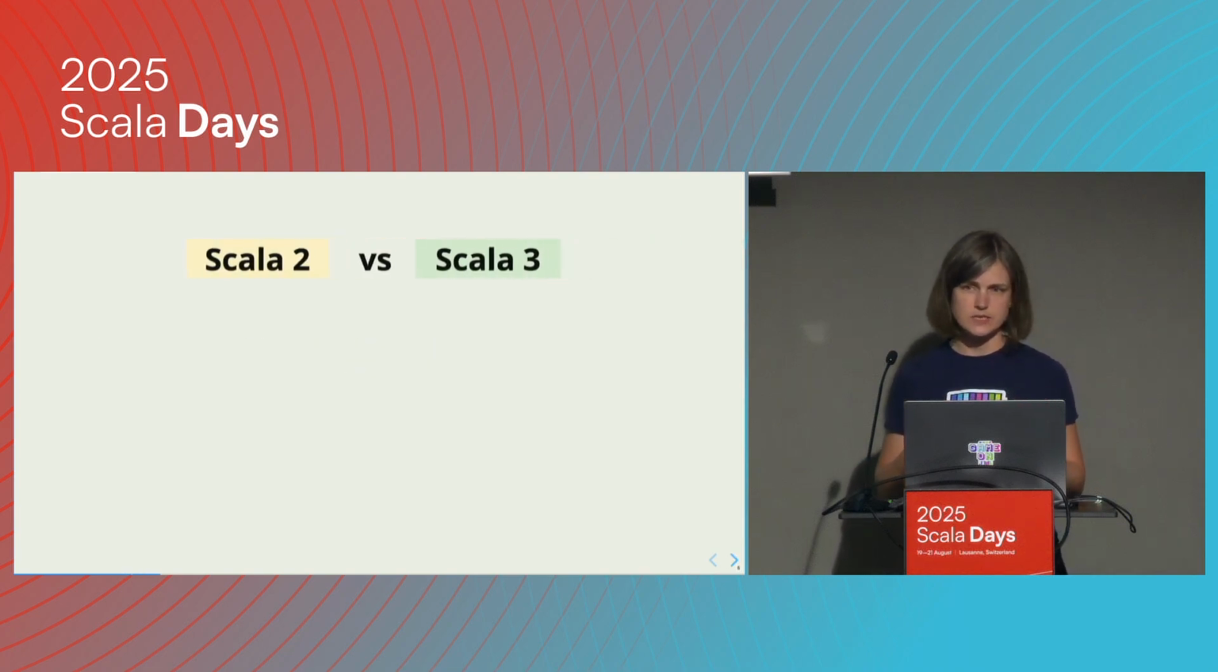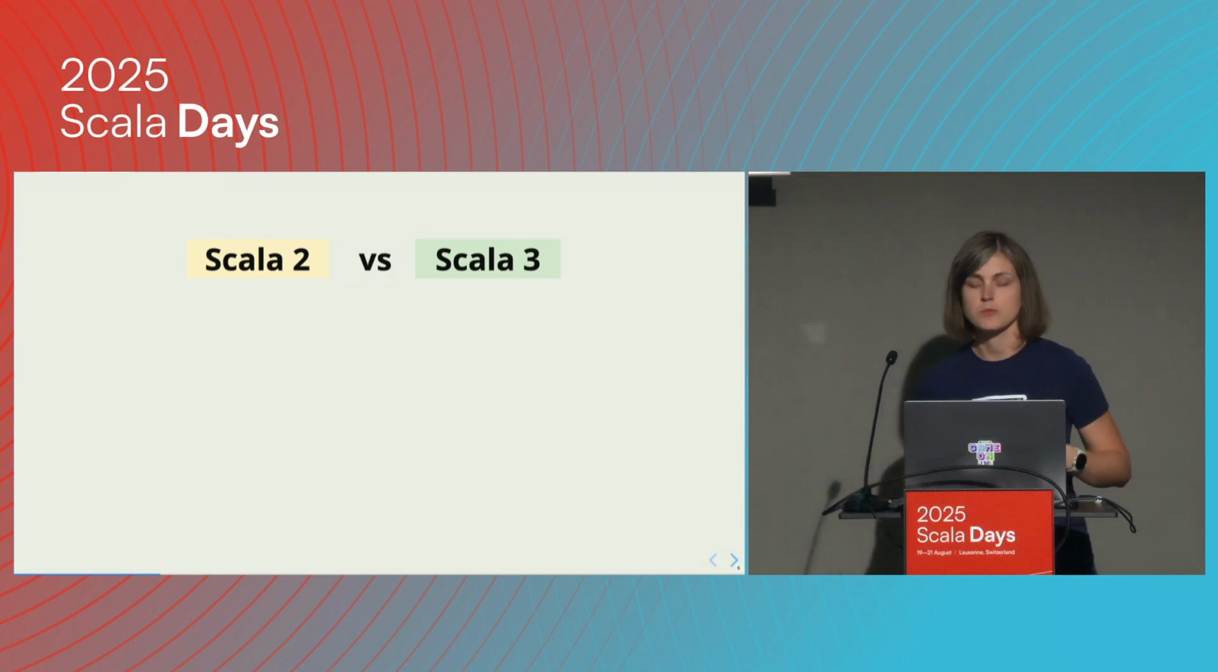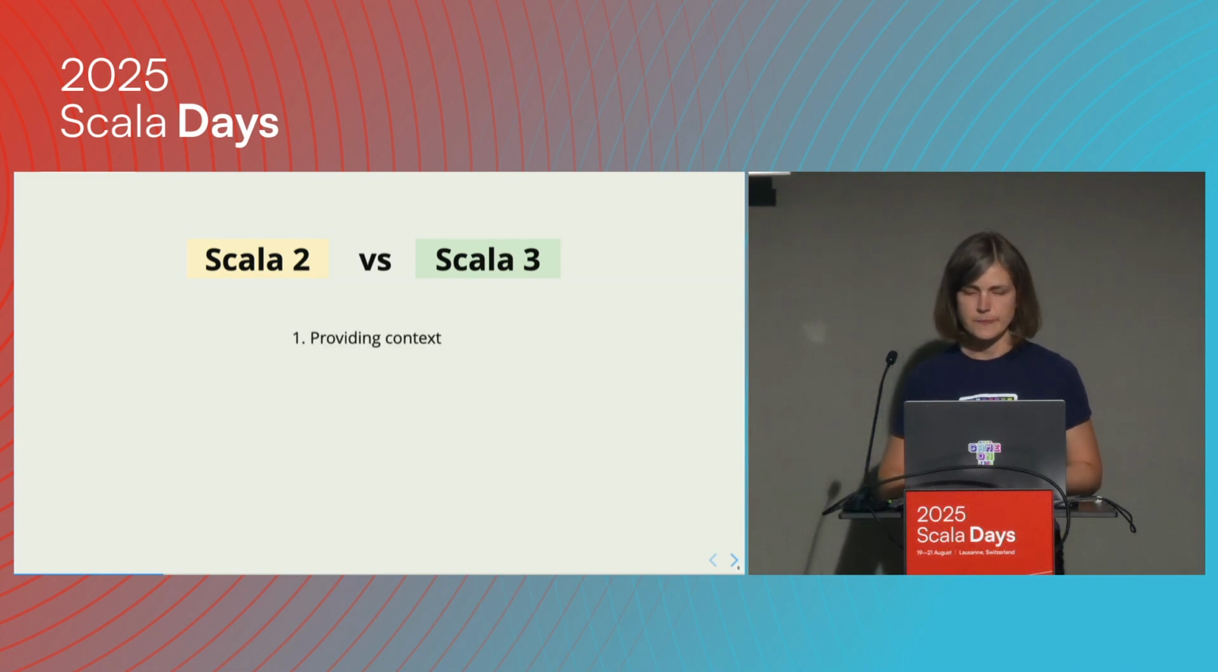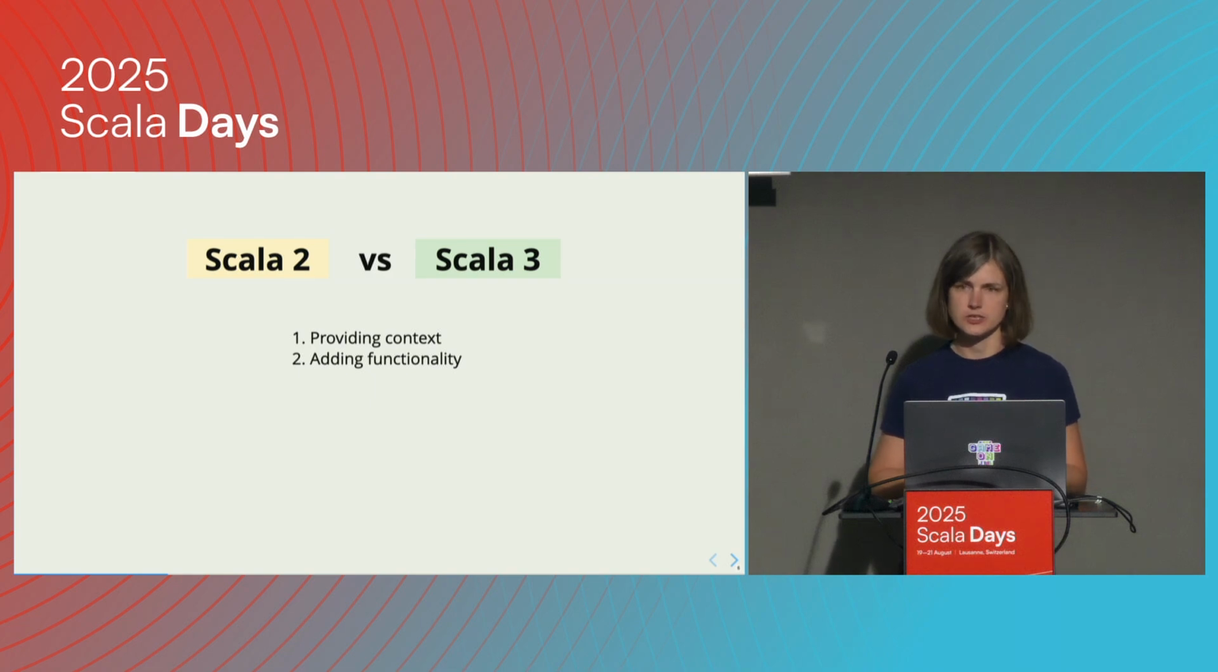My 7 use cases are the things that were most important to me, or the patterns that I see being used or used in my projects: the basic one of providing context, adding functionality to types, defining type classes, providing implicit conversions, and I'll also say a bit about imports, unused names, and compiler errors.